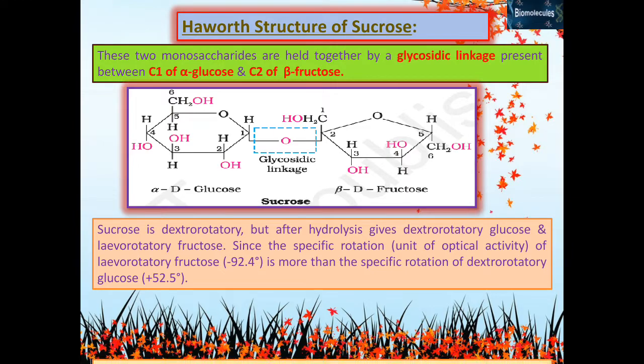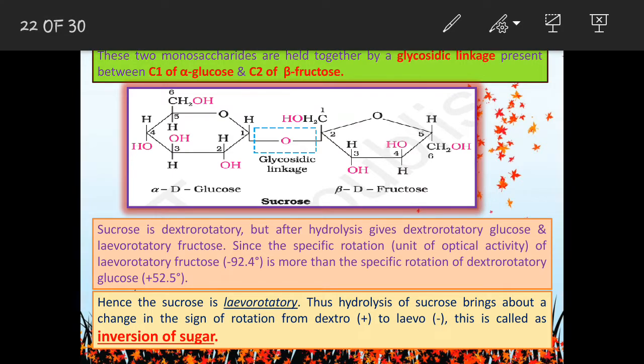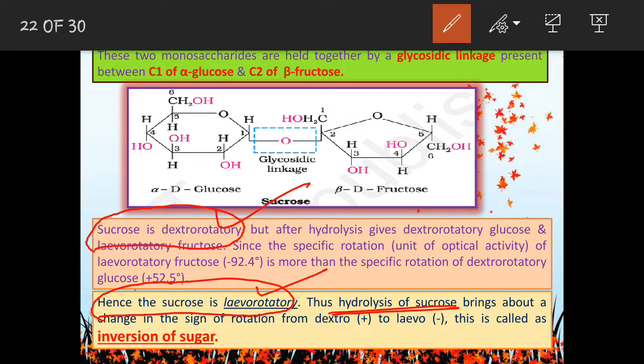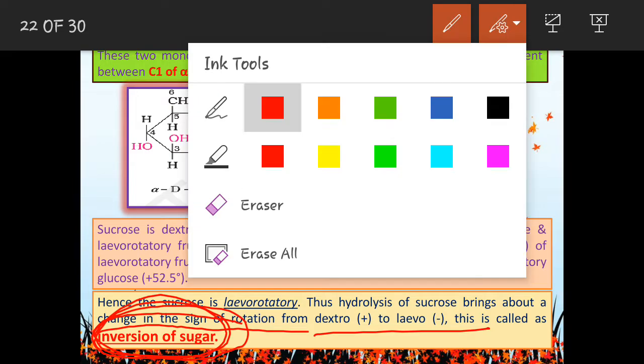Therefore, after hydrolysis, dextrorotatory glucose becomes levorotatory. Earlier the glucose was dextrorotatory, but it becomes levorotatory. When? After hydrolysis. Why? Because of the more value of specific rotation of levorotatory fructose. This change in the sign of rotation from dextro to levo is called as what? Inversion of sugar or inversion of cane sugar we say.